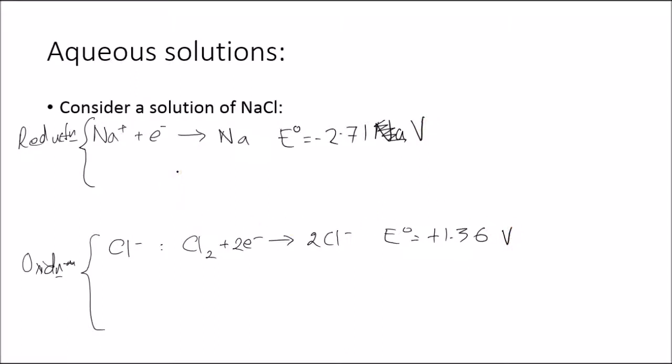Now then we've again got to think about what the reduction reactions are. Now 2H2O plus 2e- and we've got, so that's the reduction reaction.